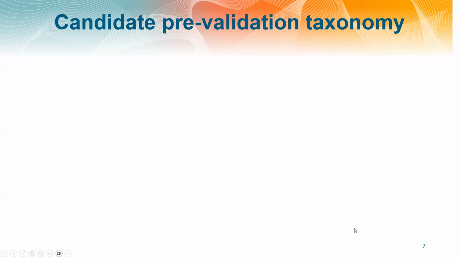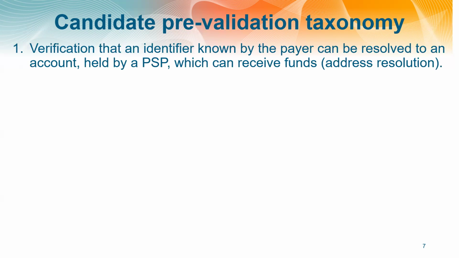So, first one is verification that an identifier which the payer knows can be resolved to an account which a PSP, as payment service provider, there you can see the CPMI terminology, can receive funds. And that's what essentially we call address resolution. I send a Misden to some system, and the system says, oh, okay, this needs to be routed to DFSP X over there. So that doesn't say anything about the account except which institution holds it and that the account is open and can receive funds.